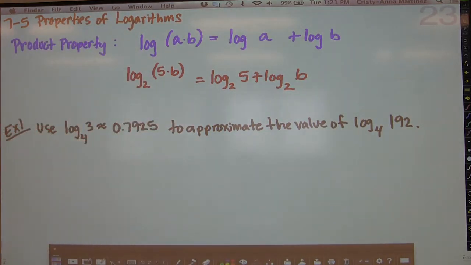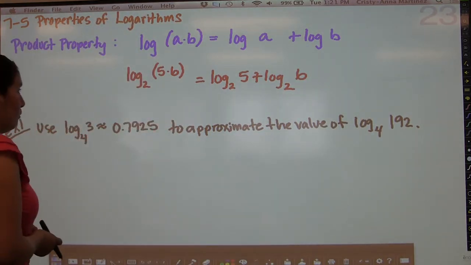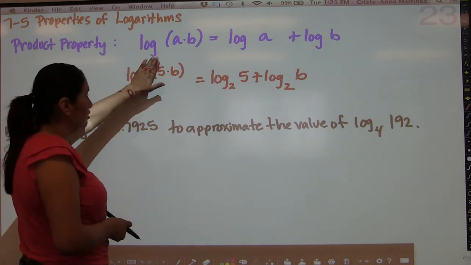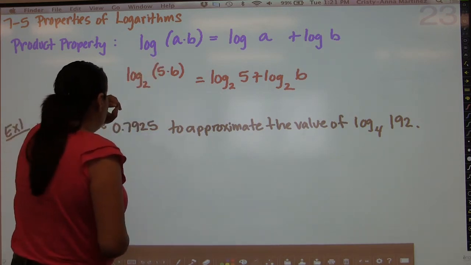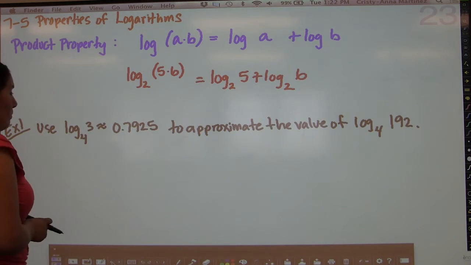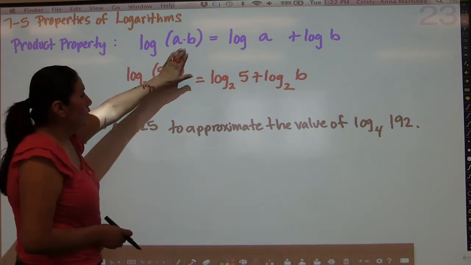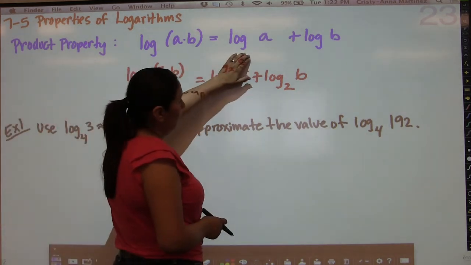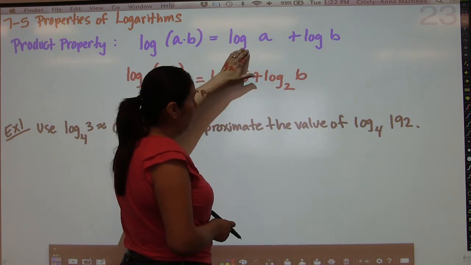And the product property states that if you have the log, it doesn't matter what base, so you can see that I didn't actually include a base here because it could be any base, but the log of a product, a times b here, will become an expansion basically of log a plus log b.